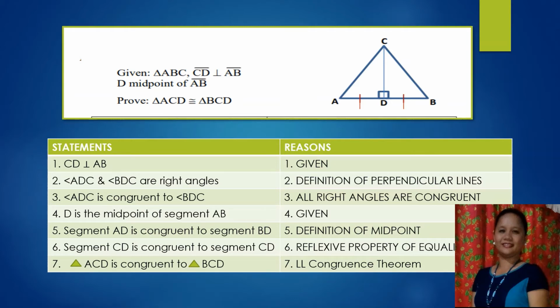That's definition of midpoint. Now we have there a common side on both triangles, that's segment CD. So we can conclude there that segment CD is congruent to segment CD. That's the reflexive property of equality. Now if you notice the figure, we put markings on both legs of the right triangle. So therefore, these two triangles, triangle ACD and triangle BCD, are congruent by LL congruence theorem.